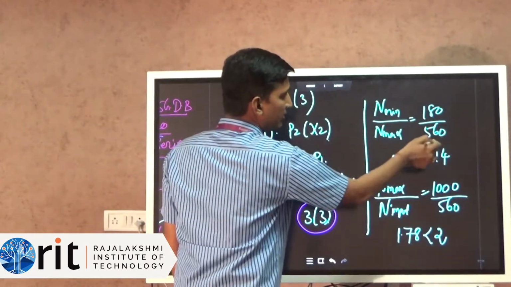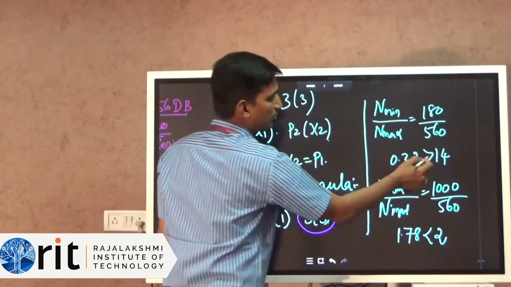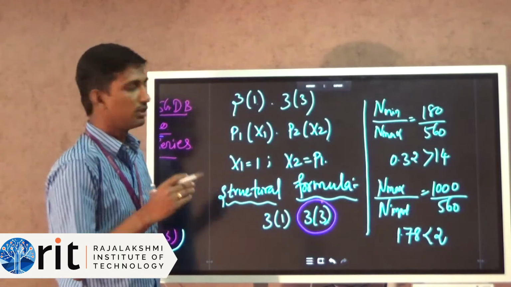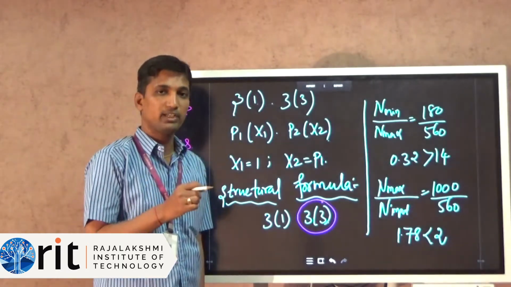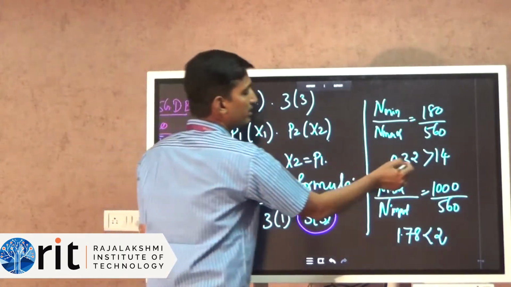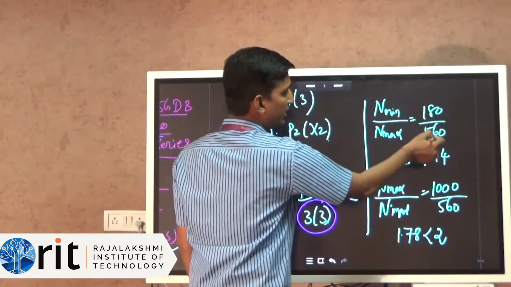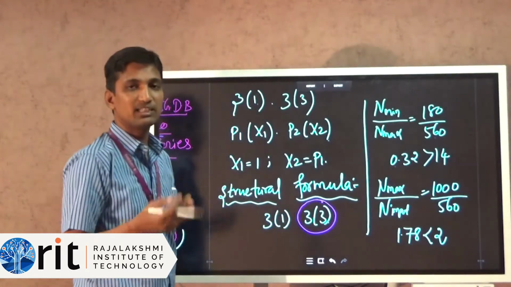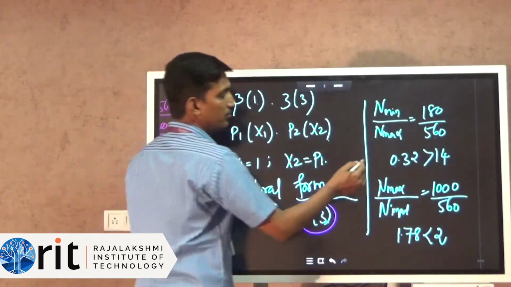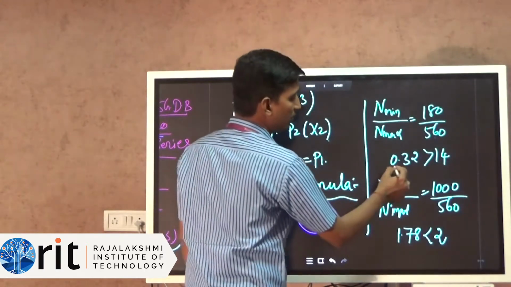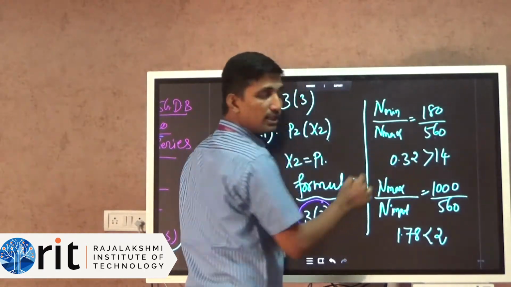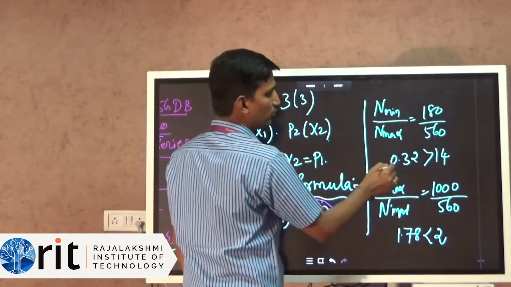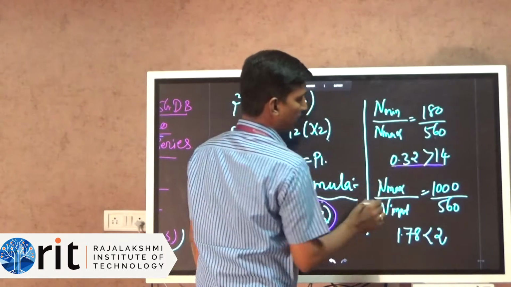By dividing both the numerator and denominator, I get the value of 0.32. Always, the minimum speed ratio that we find should be greater than 0.25. By dividing, I am getting 0.32, so that it completely satisfies the condition, because 0.32 is above 0.25. That's why I have taken this value.